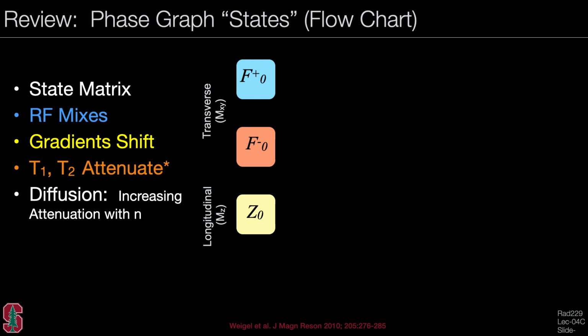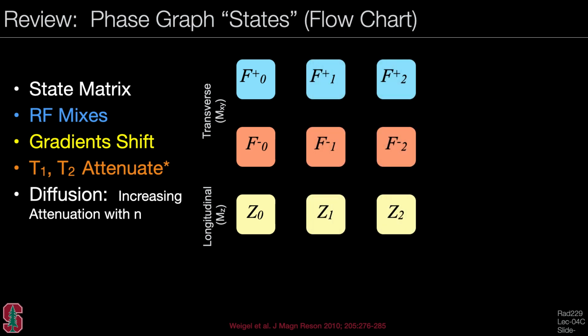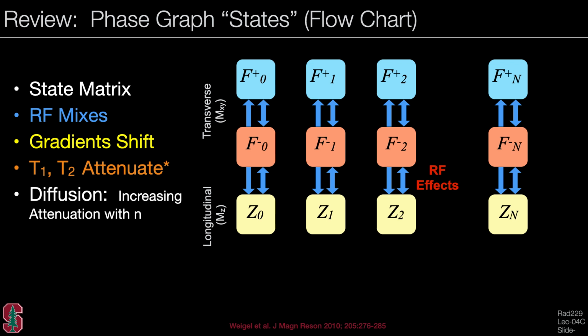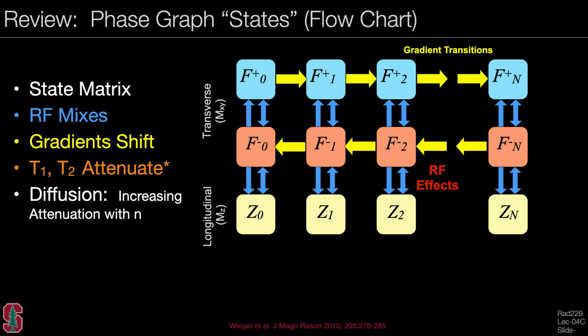So to review the phase graph states, we have this flowchart. We have a state matrix that looks something like this. And reminder that the RF mixes magnetization between states of a given order, that is, between states that have the same subscript. Gradients will shift the transverse states, either clockwise or counterclockwise, depending on whether the gradient is positive or negative. And remember, a unit gradient shifts just one order.